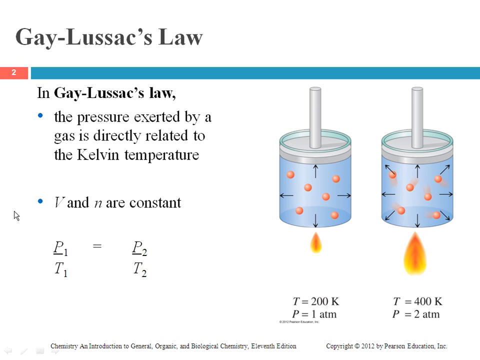And so we can write this mathematical expression, assuming that the volume and n, which is the number of moles of a gas, are constant. So we could say that P1 over T1 equals P2 over T2. Okay, this diagram here is just representing that if you increase temperature, you also are increasing the pressure.